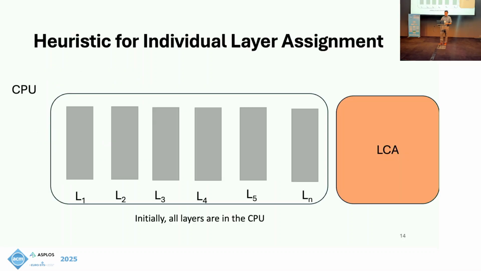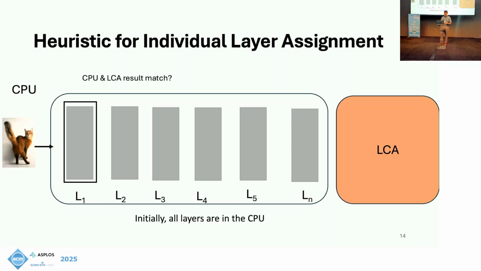In the heuristic for individual layer assignment, we first allocate all the layers to the CPU to preserve accuracy. When a new input arrives, Flex begins the assignment. First, Flex evaluates each layer to determine whether running it on the LCA produces the same output as the CPU. Layers with matching output are marked in green. They are safe to be moved to the LCA.